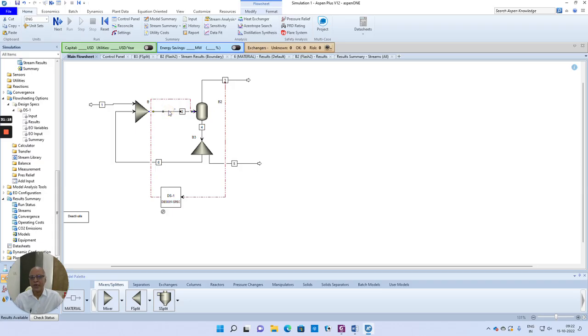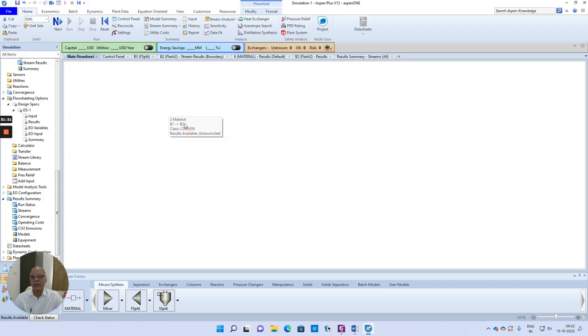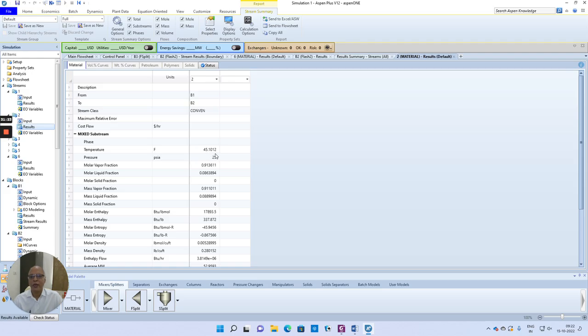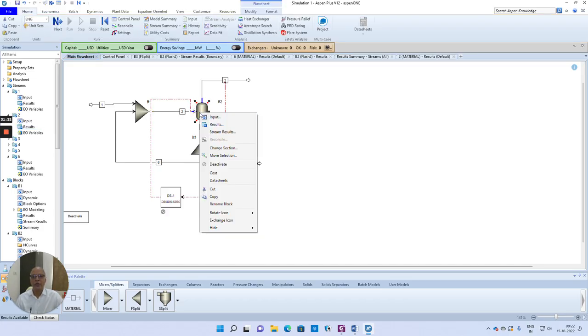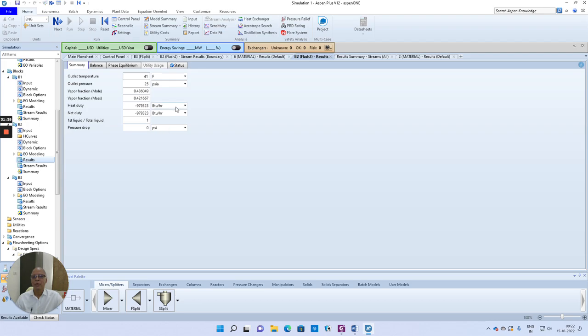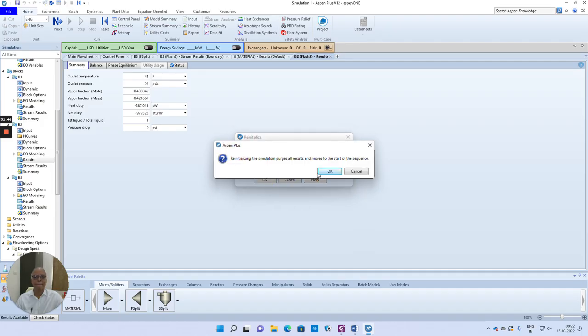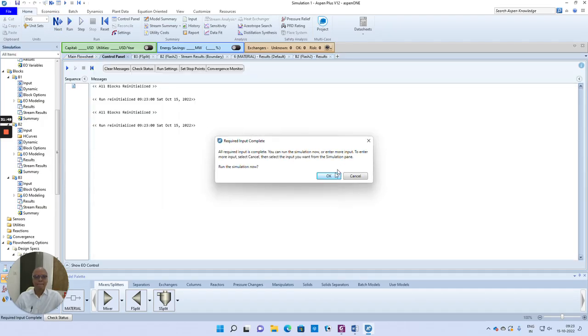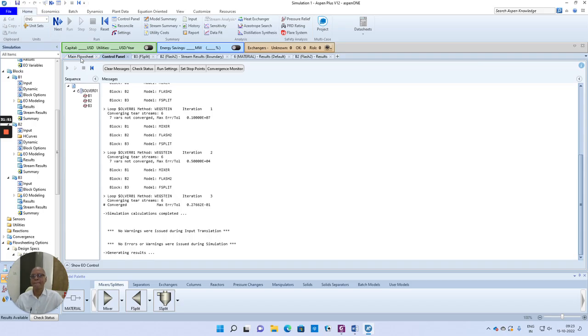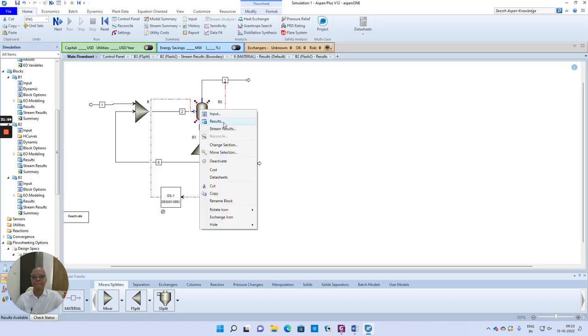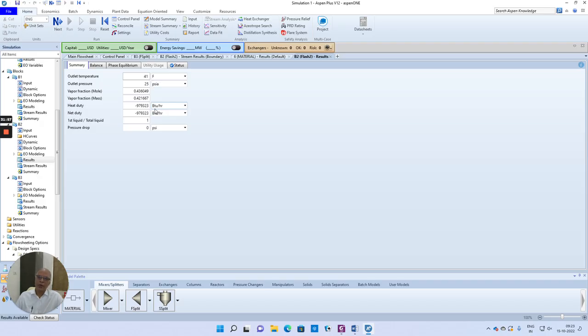Let me see this temperature. Earlier, the temperature of the stream was 106. Now it is 45, right? Because 50% is recycled back, which is at 41. So obviously, from this, you will see the heat duty will be reduced. Try to see in kilowatts. Yeah, it will remain the same.